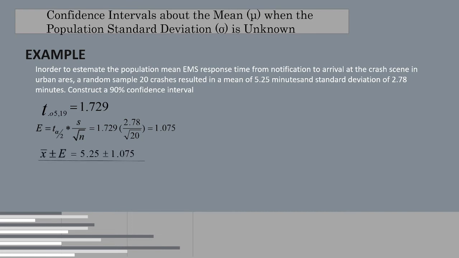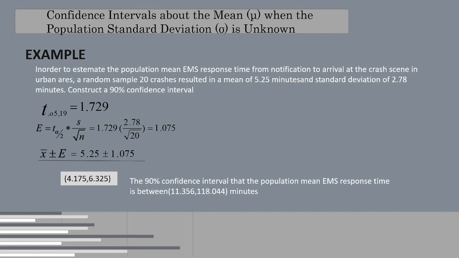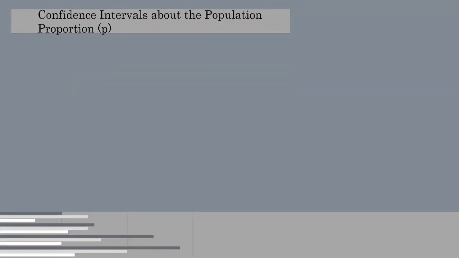Now, let's subtract and add E to x bar. When we subtract, we get 4.175, and when we add, we have 6.325. Now, we conclude that the 90% confidence interval for the population mean EMS response time is between 4.175 and 6.325 minutes. Lastly, the confidence interval about the population proportion.